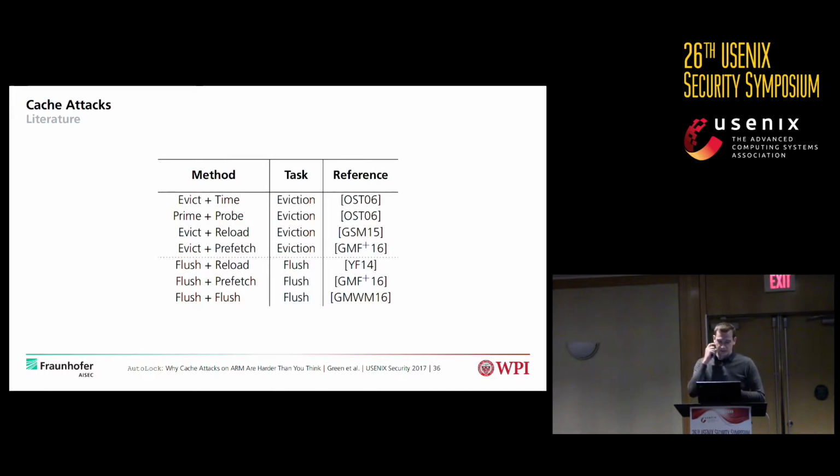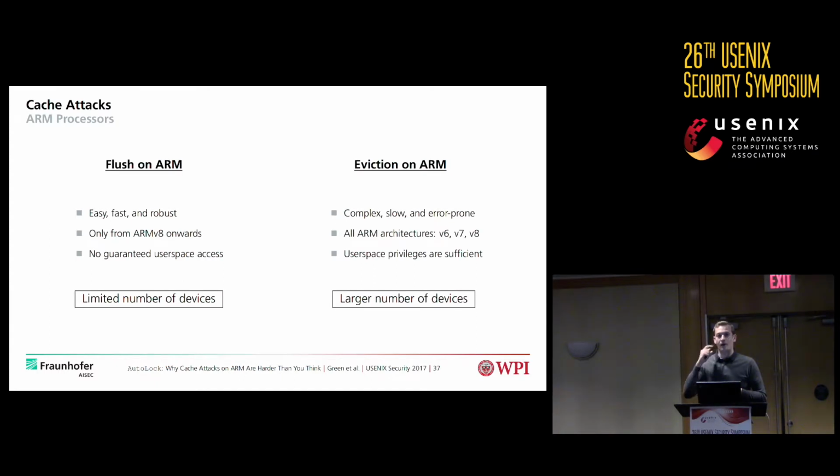So in literature, eviction-based attacks make one side of the spectrum. The other side of the spectrum are flush-based attacks, relying on flush instructions to specifically remove data and instructions from the cache. So let's compare them on ARM real quick. On ARM, the situation is that flush is still easy, fast, and robust to use.